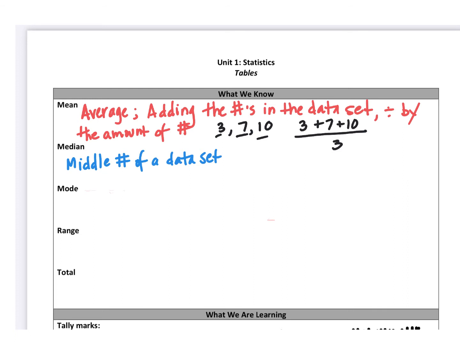So if you have like 3, 5, 8, 9, and 10, the middle of the data set would be 8. Okay, that would be the median.